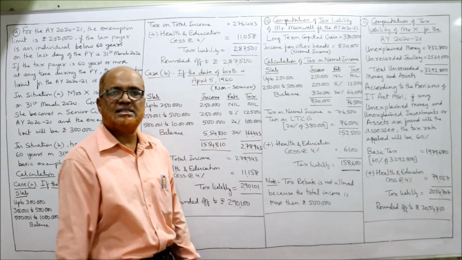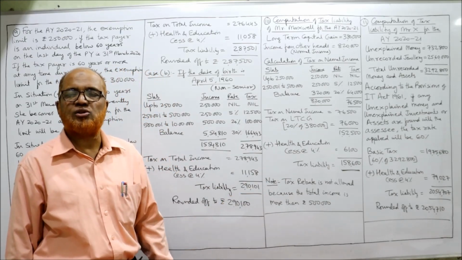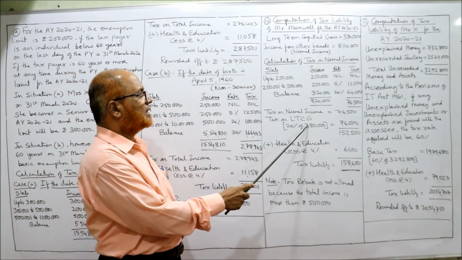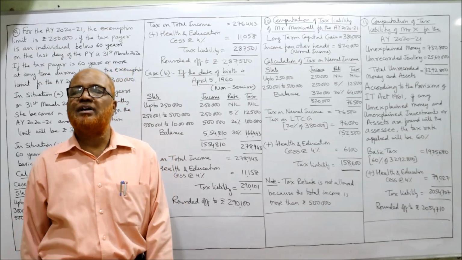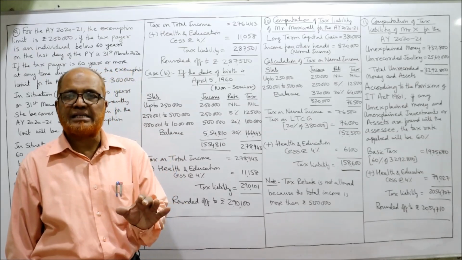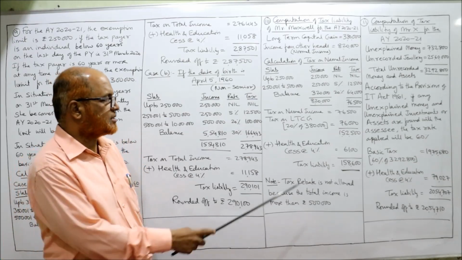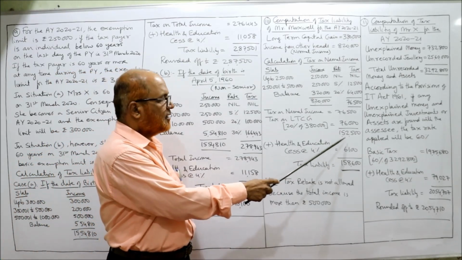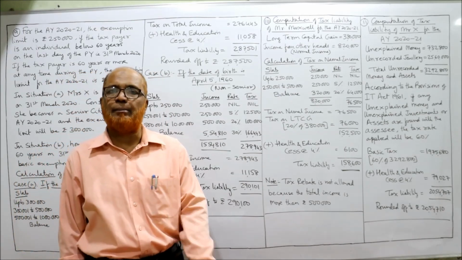Tax on LTCG, long-term capital gain. There is a flat rate of tax of 20%. So 20% of 3,80,000 is 76,000. Add up both, 1,52,500 is the total tax. On this we have to add health and education cess at 4%, 6,100. Add up, 1,58,600. This is the tax liability.